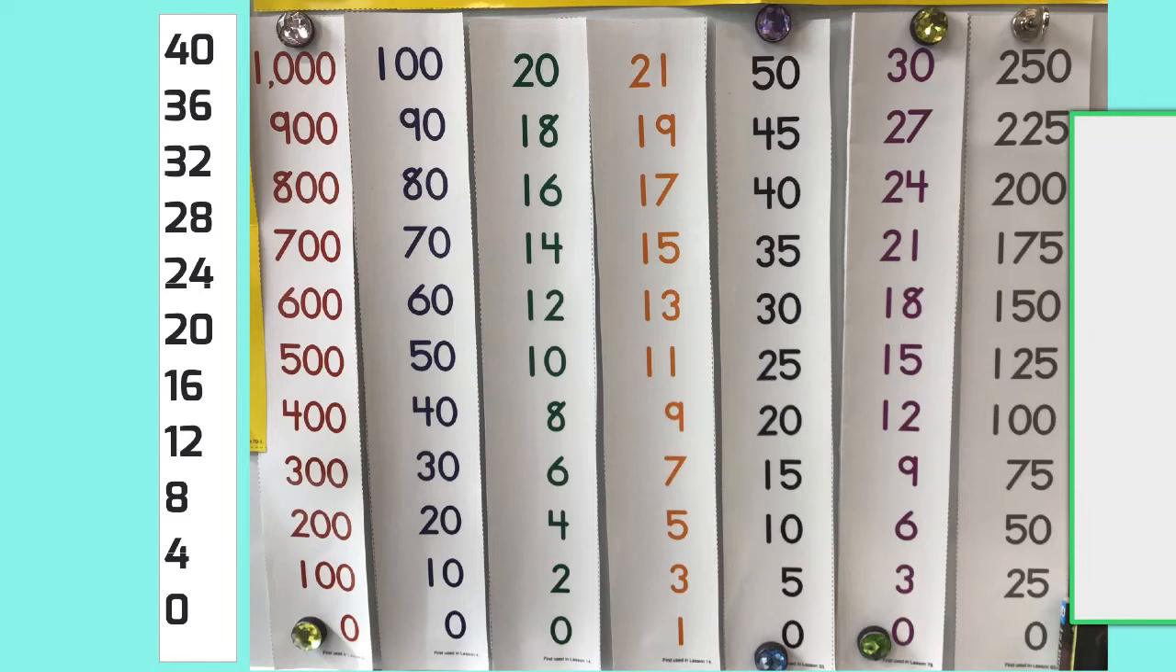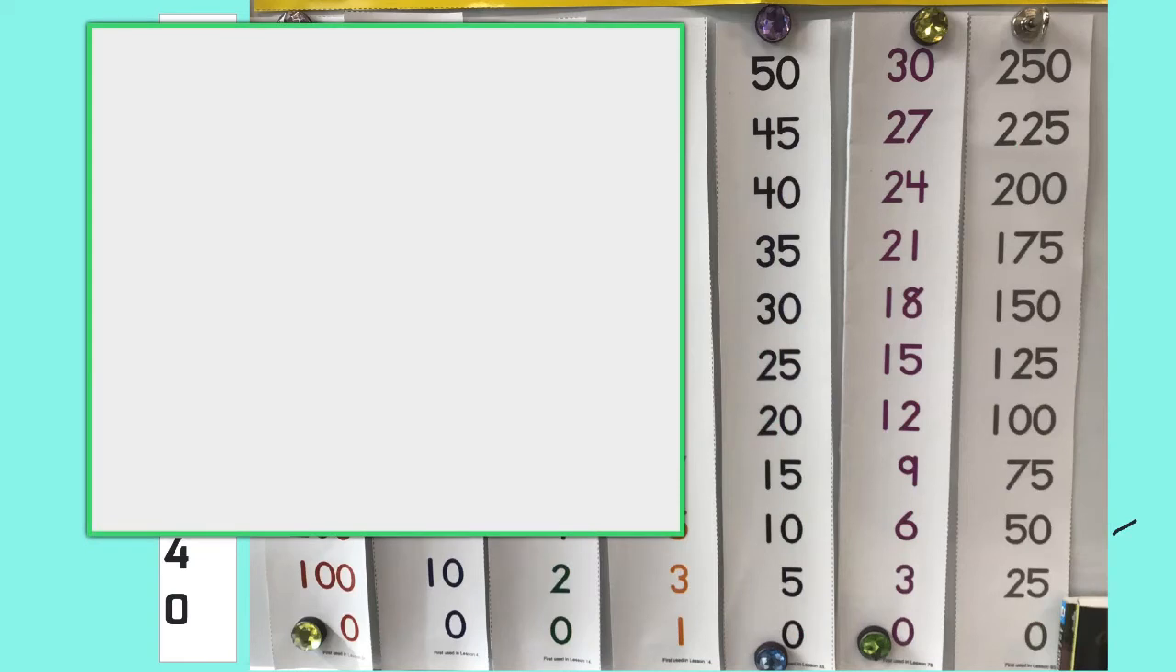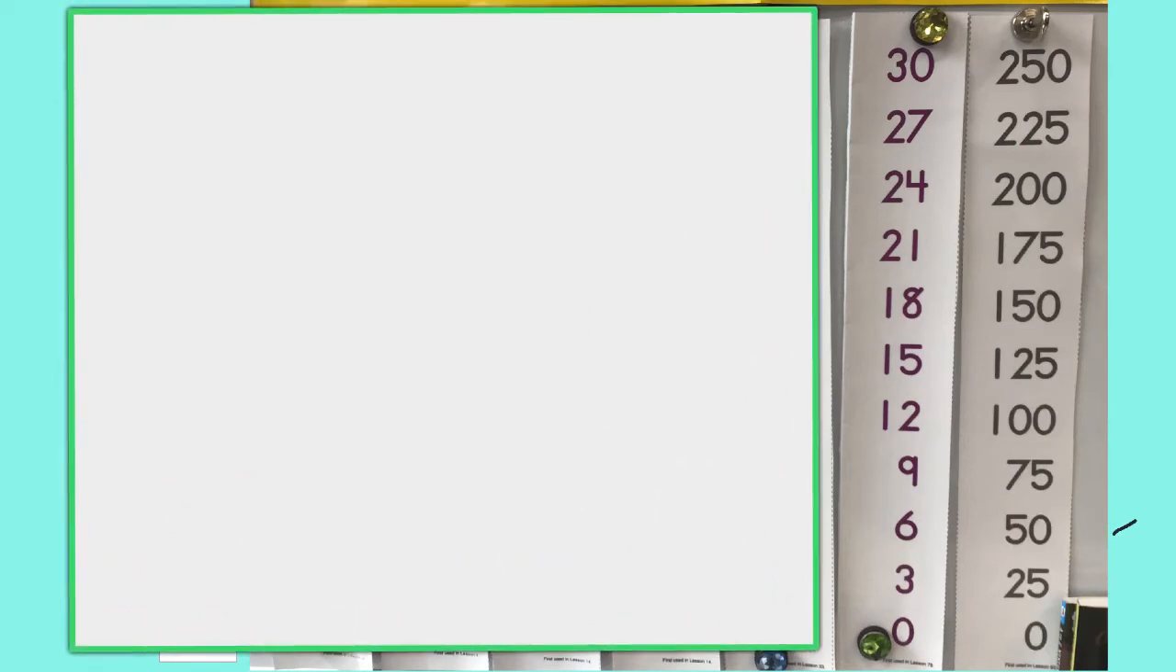Good job. All right, what I'm going to do is slide my cover over here and see if you can do your counting by 4s and 2s without seeing them. Let's do our 2s. Get ready. Good. And let's go ahead and try our 4s. Get ready. Good.